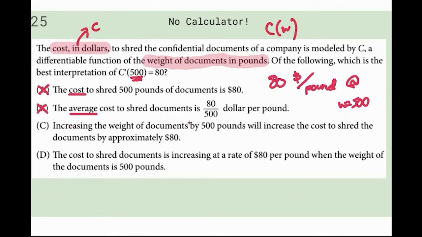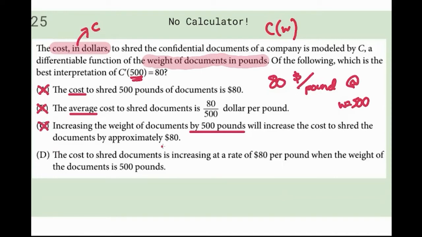Here it says increasing the weight of the documents by 500 pounds. There's nowhere where it even says that. Also, it says increasing the weight of the document to 500 pounds. It's not an instance when it is exactly 500 pounds. So I would say that is definitely not going to be it. It's also kind of weirdly worded. I don't even know how this would look. So let's look at D.